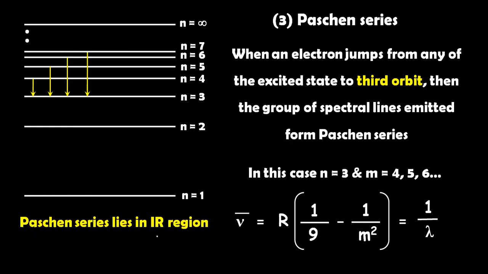Paschen series lies in the infrared region, which means the spectral lines emitted during these downward transitions are basically infrared radiations, heat radiations. Now let us talk about the series limit in Paschen series. The last possible transition is from infinite orbit to the third orbit. So when an electron jumps from infinite orbit to the third orbit, it gives rise to the series limit in Paschen series. And that particular spectral line emitted will have the smallest wavelength and hence largest frequency and hence largest energy.